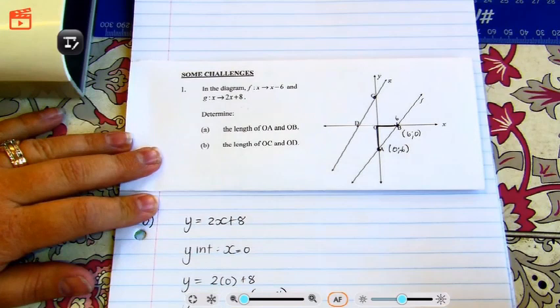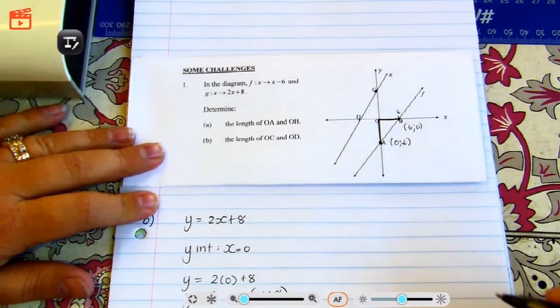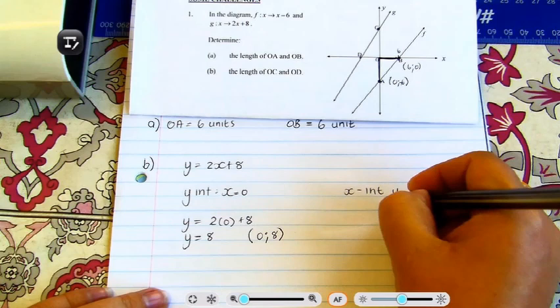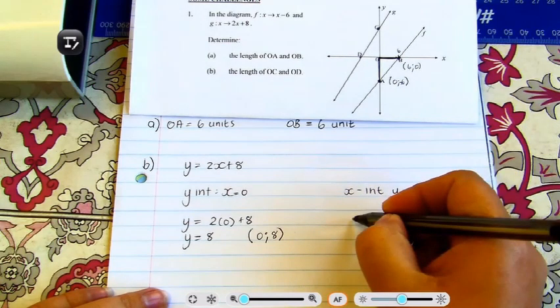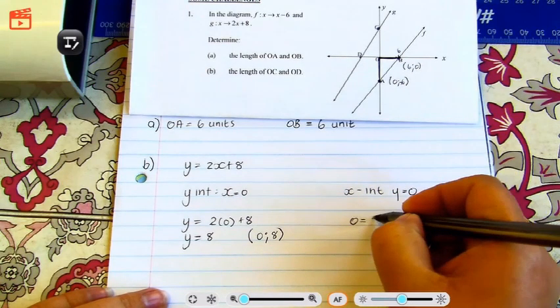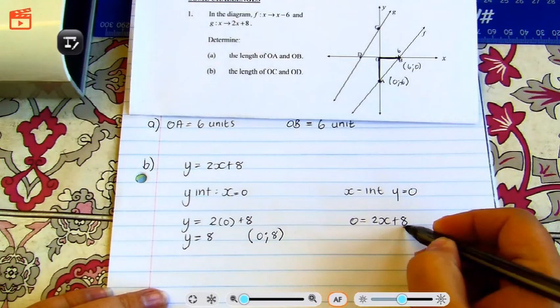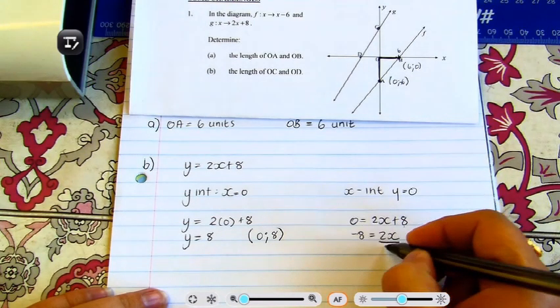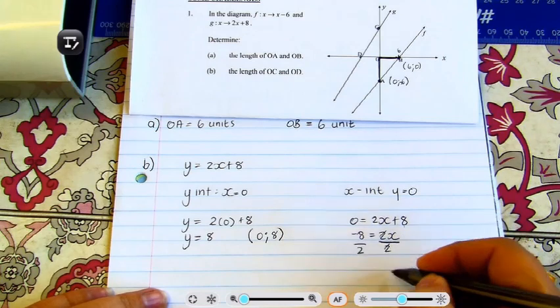And then to find the x-intercept, we're going to make y equal to 0. So we're going to say 0 is equal to 2x plus 8. The 8, we're going to subtract from both sides, so we get negative 8 is equal to 2x. We want x on its own, so we divide by 2 on both sides. And we get x is equal to negative 4. So the coordinate would be negative 4 and 0.